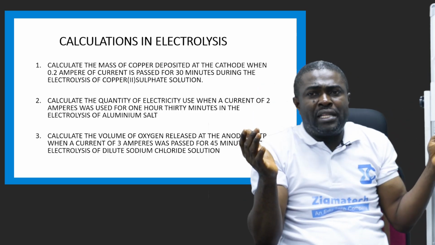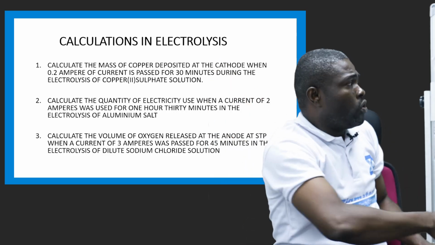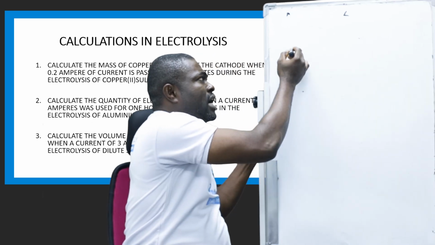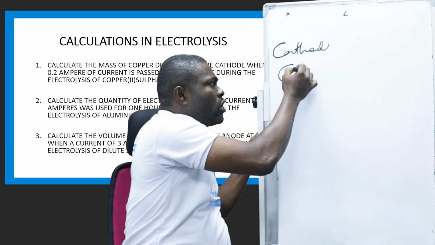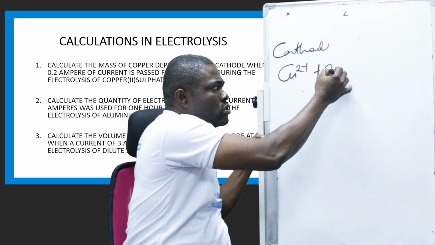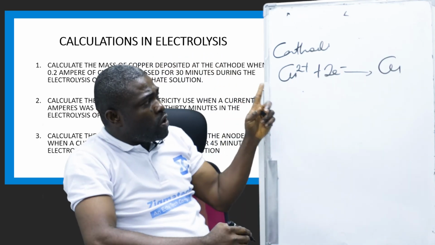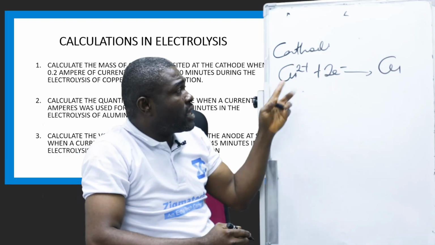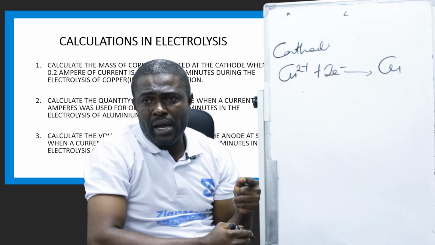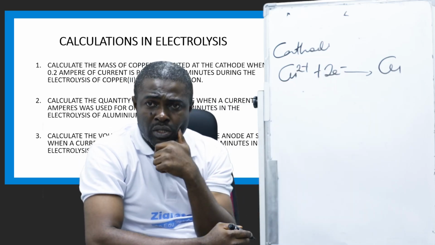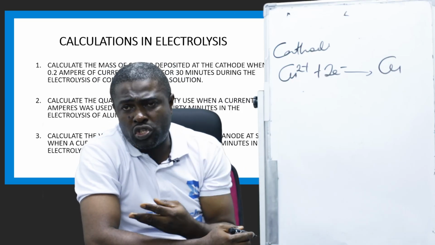We have established the fact that it is copper 2, and that is why they are asking you the mass of copper. So if it is copper 2 that is to be discharged, at the cathode we are going to have Cu2+ picking 2 electrons to give us neutral copper. This equation you must write. In WAEC, this attracts 1 or 2 marks. If you omit it, you will lose the mark allocated to that point, because you cannot just start calculating without showing us the ionic equation.